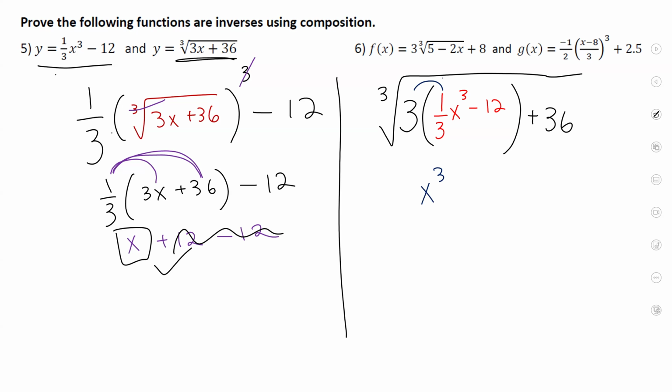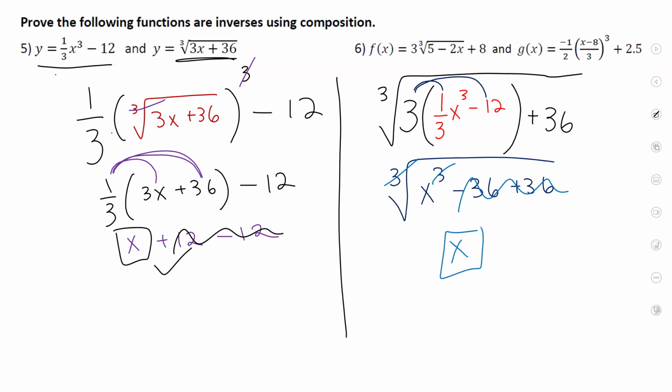Okay, and then 3 times this is what? There we go. All right, and then I'll just bring everything else down. The cubed root plus 36. All right. This cancels, yeah. And then that cancels with that. I'm left with x. So are these inverses of each other? Yes, because we got x both times.